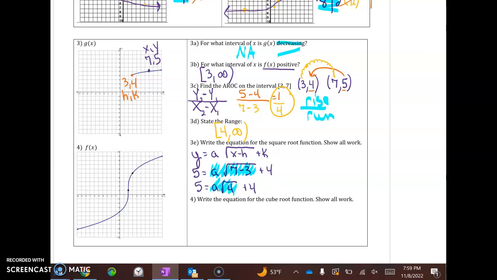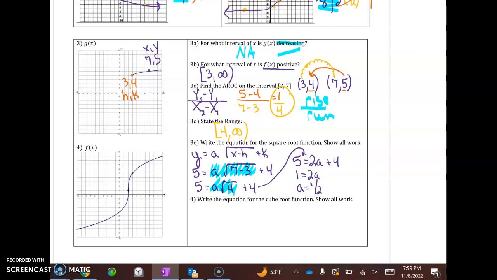And then I can actually take the square root of 4, which is 2. And now I'm able to solve for a. I'm going to subtract my 4. And then to solve for a, I'm going to divide by 2. So my a ends up being 1/2. But we aren't done. We rewrite the equation.